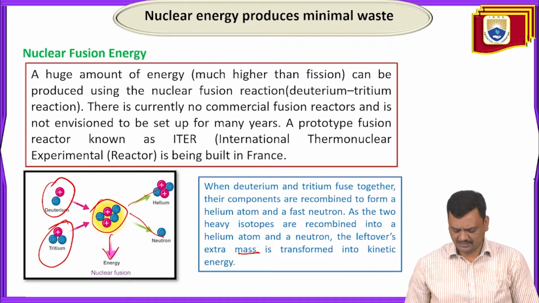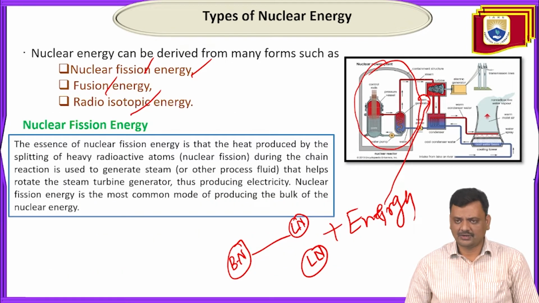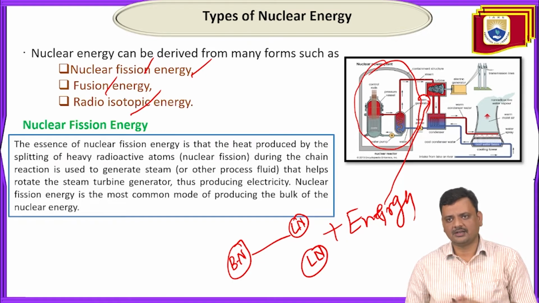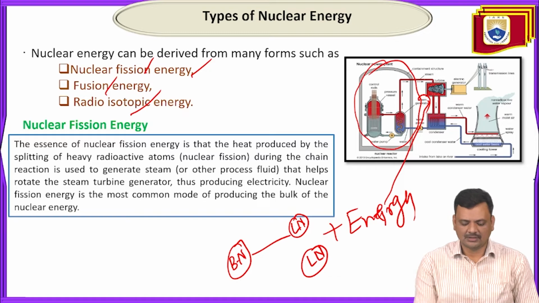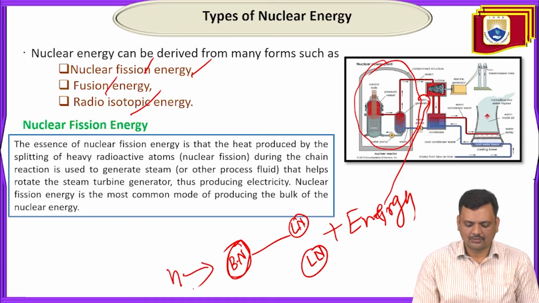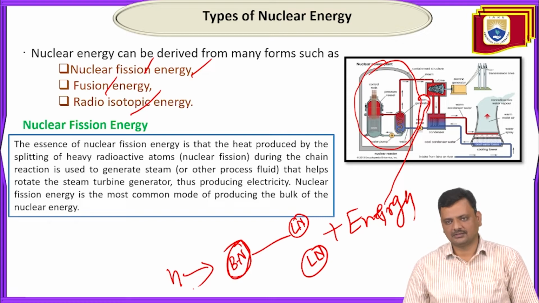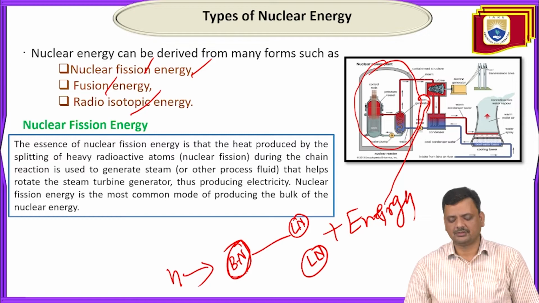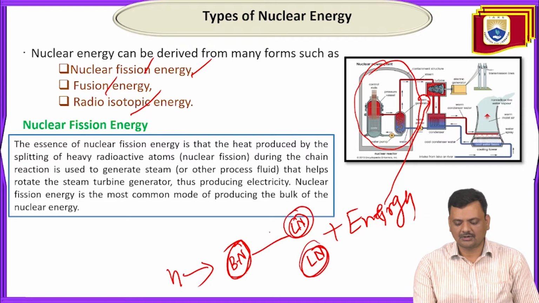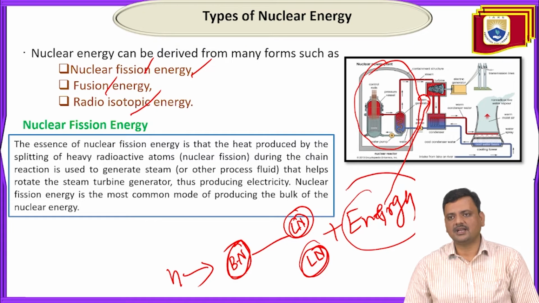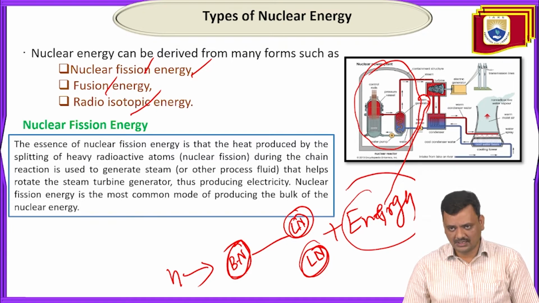In fission, what happened? One bigger nuclei is split into lighter nuclei. When a neutron strikes one bigger nuclei, that bigger nuclei will split into two lighter nuclei, and in that process a large amount of energy will be released.